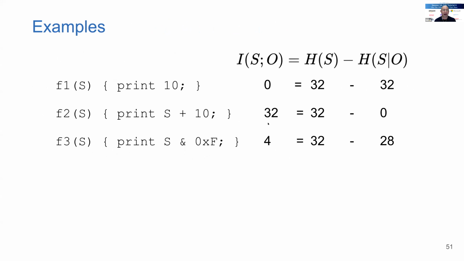So now you can have 3 simple examples. For example, here's a function that just prints 10, takes the secret as input.